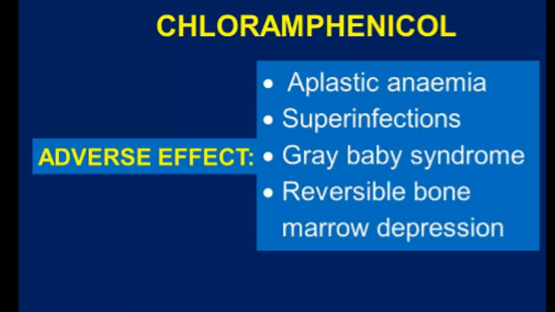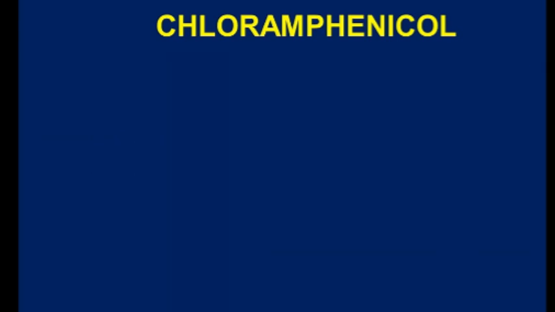So this chloramphenicol has adverse effects because every drug has a side effect. So the adverse effects of chloramphenicol, whether an eye drop or ointment or tablets or fortified drops or in the intravitreal or subconjunctival format, it has an adverse effect. One of the adverse effects is aplastic anemia. It causes superinfections, especially when it is abused. It can also cause Gray baby syndrome, and reversible bone marrow depression.